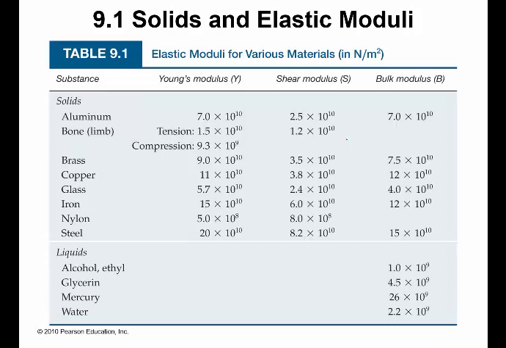So here, this is just a table in Chapter 9, Table 9.1, where we can just look up the Young's modulus, shear modulus, and bulk modulus of specific materials. You notice that in the solid realm we have aluminum and bone. And bone, we can actually compress or stretch. When we do that, they have a different Young's modulus. Isn't that interesting? Look how much bigger the compression is than the tension.